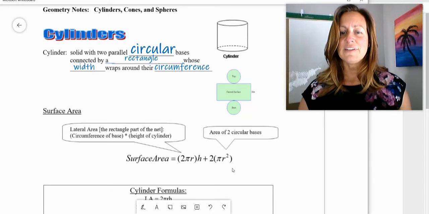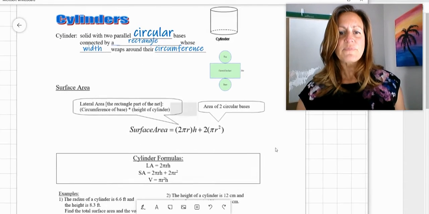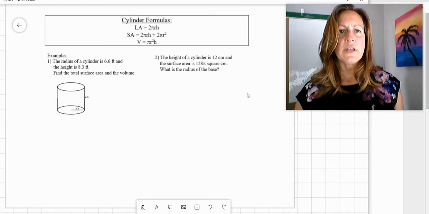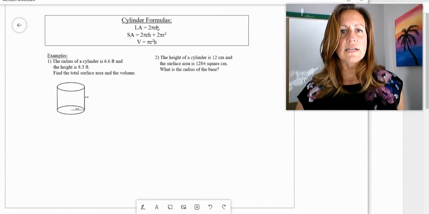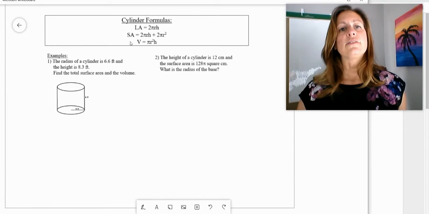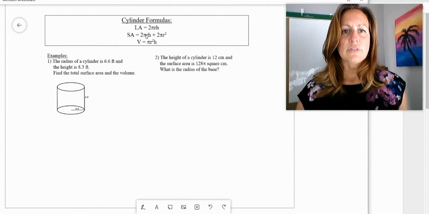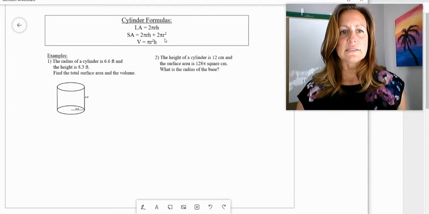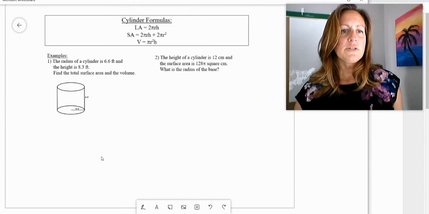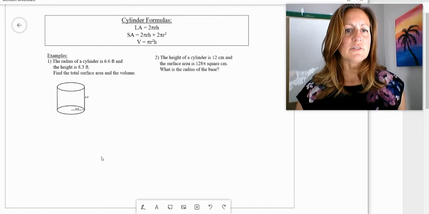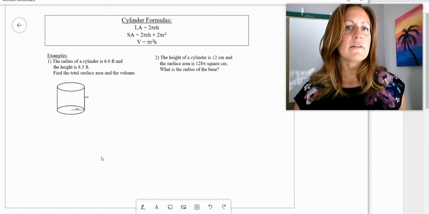Kind of rolls off the tongue nicely. So here are our formulas. This is separated out: just lateral area, 2 pi r h, and then surface area, both parts together, lateral area plus the two bases. Okay. We are going to do some examples of finding surface area of a cylinder.